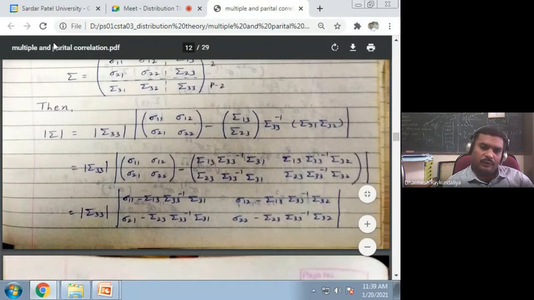Now because we know that in determinants, the subtraction of two determinants is nothing but a determinant of the element-wise subtraction. So it is sigma 1 1 minus sigma 1 3 sigma 3 3 inverse sigma 3 1, sigma 1 2 minus sigma 1 3 sigma 3 3 inverse sigma 3 2, sigma 2 1 minus this, sigma 2 2 minus this is here. So now I have the determinant of the capital sigma is equal to the determinant of sigma 3 3 into the determinant of this.